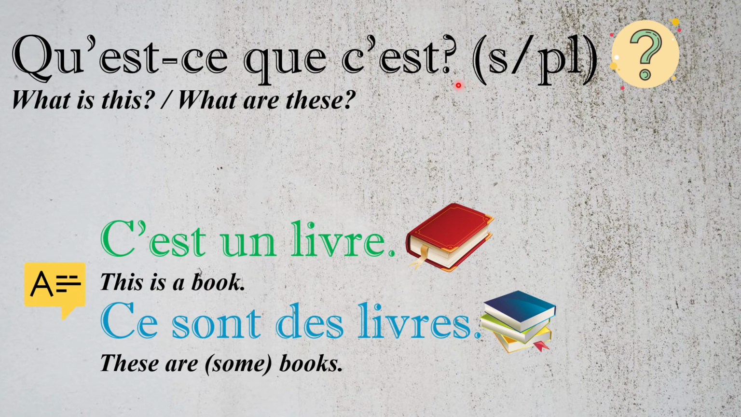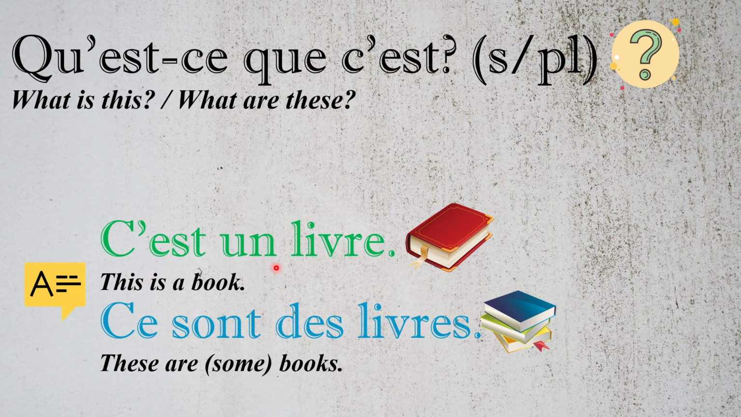So your question for what is this is qu'est-ce que c'est? When you say it a little quicker, it becomes qu'est-ce que c'est? Qu'est-ce que c'est is what is this or what are these? Now, just like your answer for qui est ce changed for singular and plural, your answer for qu'est-ce que c'est also changes in the same way. For this is, for something singular, you will say c'est, and for something plural, you will say ce sont.